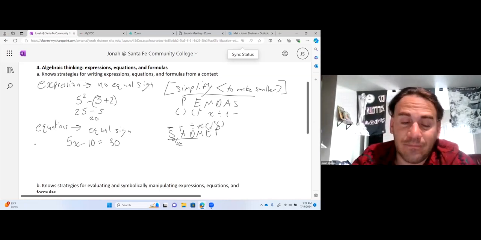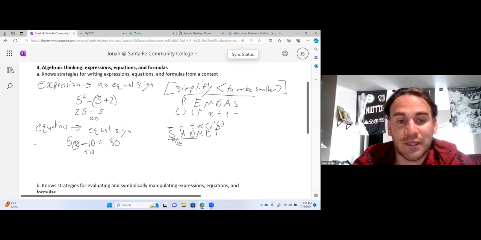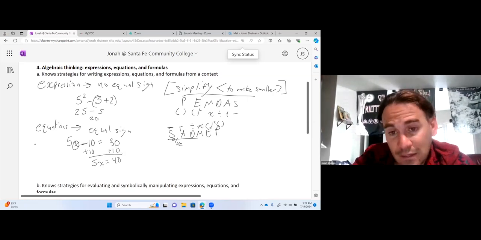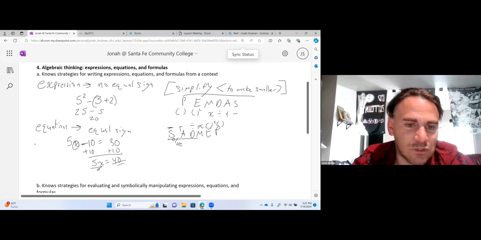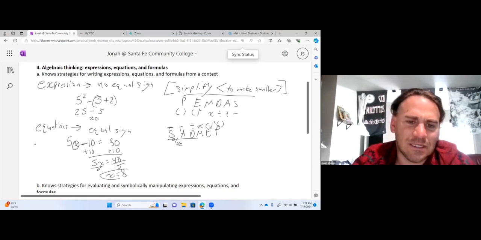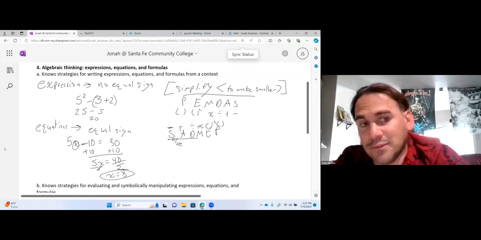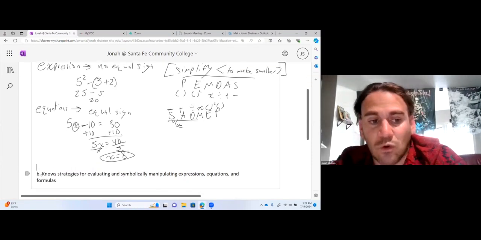Because look, the first step, it's not multiply. It's actually, we're adding 10 to both sides because it's the furthest thing from the x. So that's why 5x equals 40. And then we're going to divide by 5. It doesn't always work, but this works like 9 times out of 10 for students, and it really helps them out. So SADMAP totally helps.